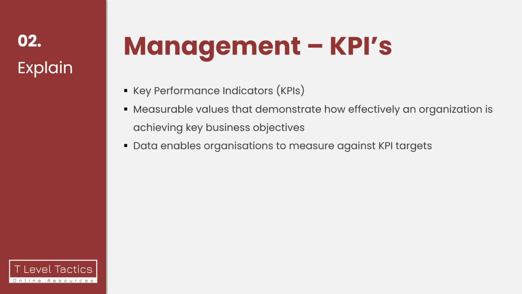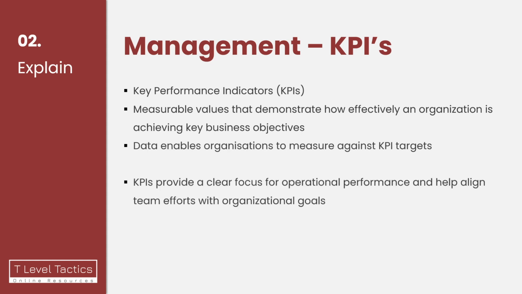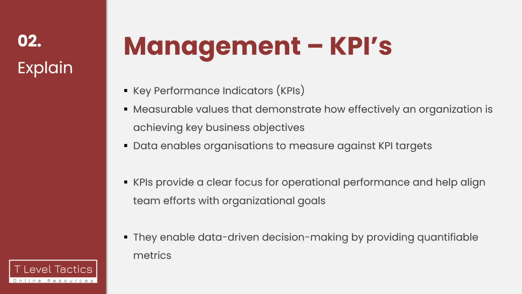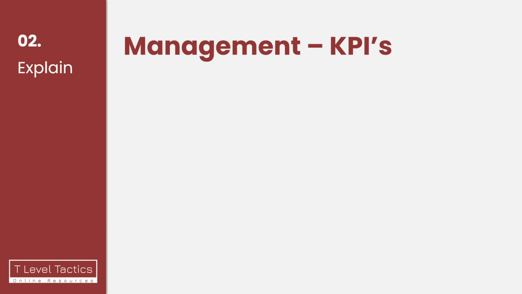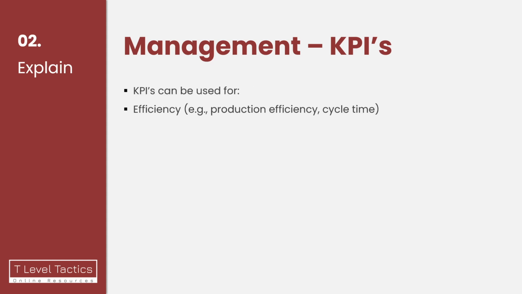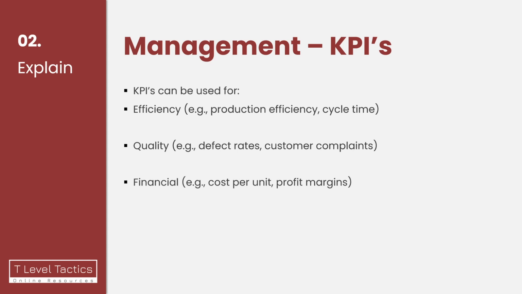Our data enables organizations to measure against these KPI targets. KPIs provide a clear focus for operational performance and help align team efforts with organizational goals. And they enable data-driven decision-making by providing quantifiable metrics. KPIs can be used for efficiency, such as production efficiency and cycle time, quality, such as defect rates and customer complaints, and finance, such as cost per unit or profit margins for a product.